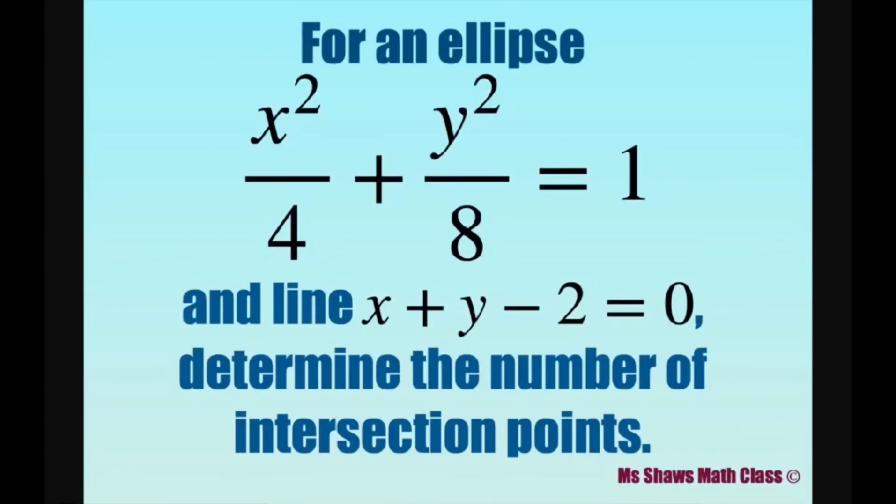Hi everyone. For an ellipse, x squared divided by 4 plus y squared divided by 8 equals 1, and the line x plus y minus 2 equals 0, we're going to determine the number of intersection points. So we're going to use substitution and substitute one of these equations into the other.